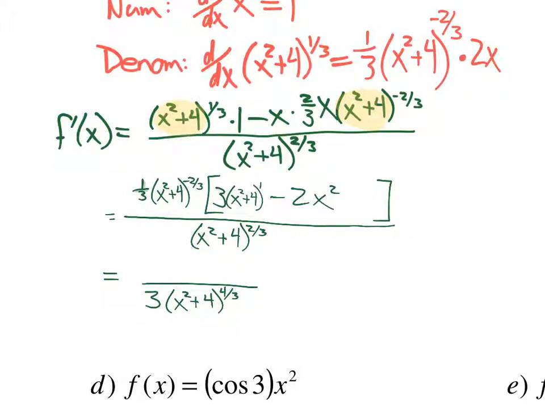Because these 2/3 came down and joined these 2/3, so now we have 4/3 on the bottom. And the numerator is 3x squared plus 12 minus 2x squared, so it's just x squared plus 12.